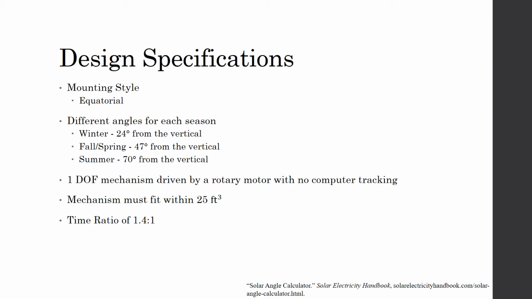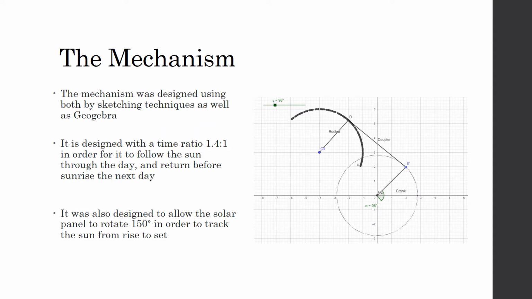We decided that the mechanism must fit within a 25-foot cubed volume and have a time ratio of 1.4 to 1. The mechanism was designed using both sketching techniques as well as the GeoGebra program. We used the time ratio so that the solar panel can follow the sun from sunrise to sunset. Now this allowed for a 150-degree rotation of the solar panel so that it could track the sun during the day and return at night.